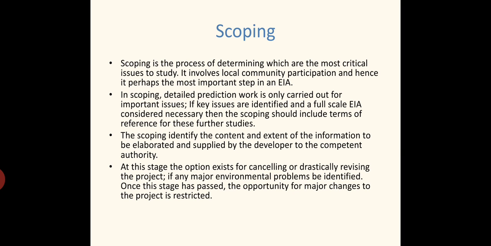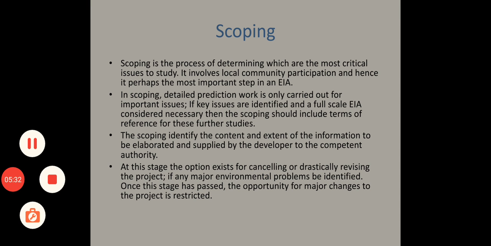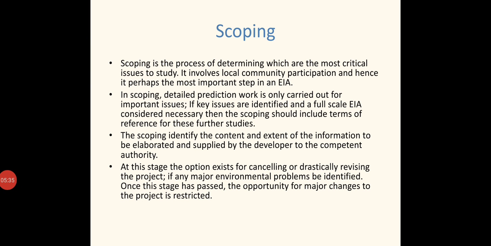Scoping is the process of determining which are the most critical issues to study. So in this process, the most important issues that will be caused by this particular product or particular process will be discussed. See, for example, if a nuclear power plant is being established in a densely populated area, definitely the most important thing to be studied is the radiation effects and all. Like that, if any project is implemented in a particular area, there can be important issues that may arise due to this implementation of this particular project in that area. That will be discussed in the scoping stage.